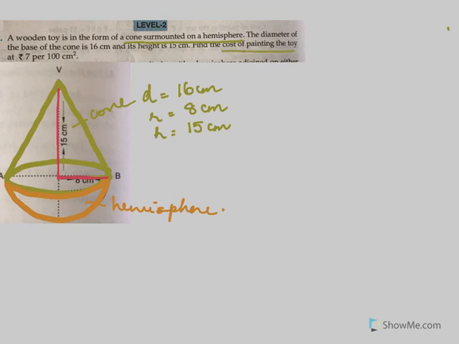Find the cost of painting the toy at ₹7 per 100 centimeter square. So I need to paint two areas. I need to paint this area. If I'm painting the cone, that is the CSA of the cone, and the CSA of the cone is pi RL. The R is given as 8 centimeter. However, the L is not given, and we will find the L by Pythagoras theorem.